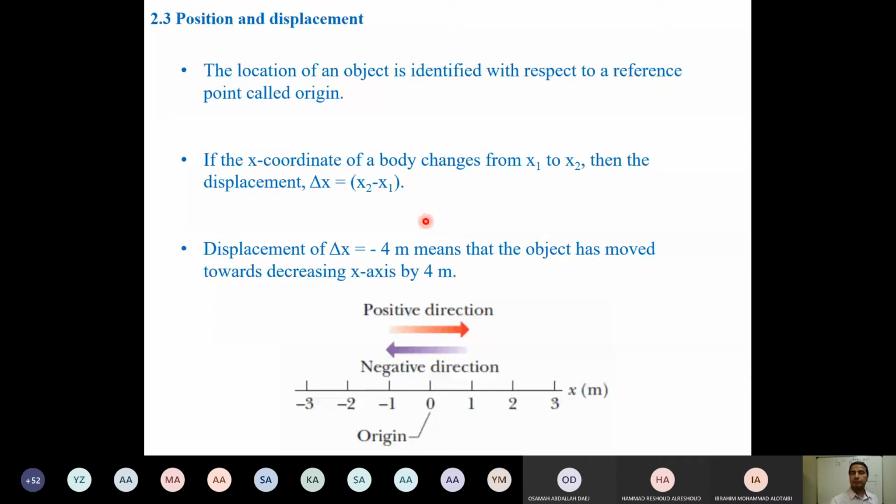Doctor, if this question asks me about the distance, it should be just 4 without the negative? Yes, it will be just 4 because the distance doesn't make any difference. Distance is always positive.